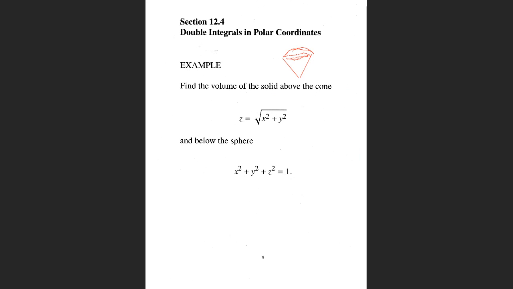So what we need, of course, is the double integral of f of r cosine theta, r sine theta, times dr d theta over a region R. One moment.